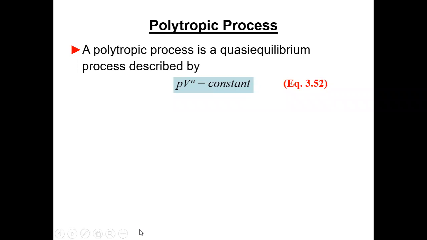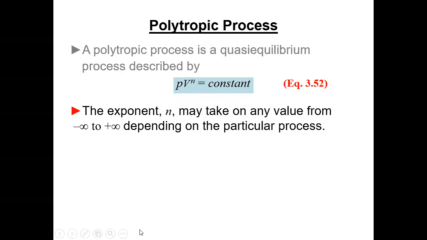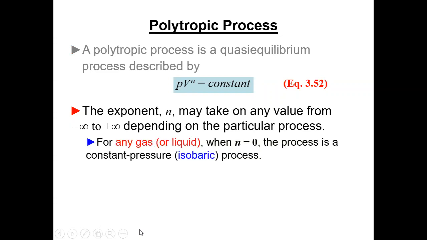That's our old P. It can be specific volume or it can be total volume. In this case, it's total volume raised to a constant exponent n, and all of that times the mass on the left is equal to a constant for the process line, whatever the process is. As you vary the exponent, it could be all kinds of different processes. The exponent n may take on any value from minus infinity to plus infinity, depending on the particular process. So for any gas or liquid, you can use the polytropic process concept for liquids as well as gases.